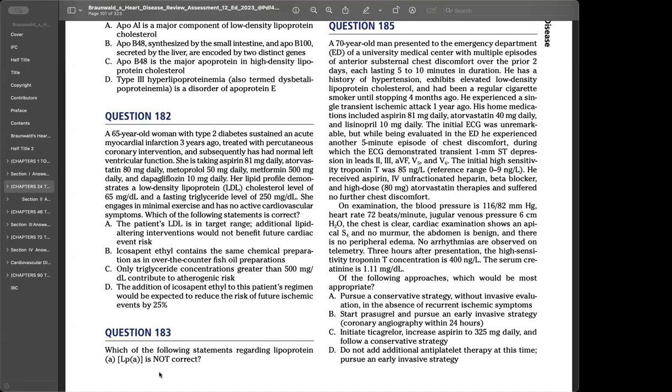And if this patient is going for PCI, we wouldn't want to give antiplatelets before it, so that we won't increase the risk of bleeding. So the patient should actually have it after PCI. So I think this should be the correct answer. Do not add additional antiplatelet therapy at this time. Pursue an early invasive strategy. That should be the correct answer. Thank you.